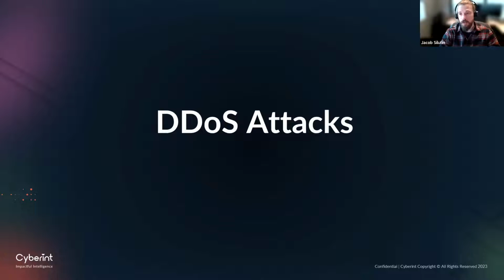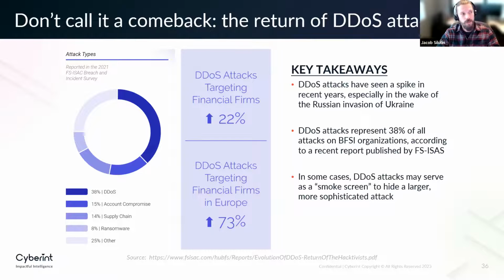The last vector of attack before we go into recommendations that I want to talk about is DDoS attacks. And again, don't call it a comeback, the return of DDoS attacks. DDoS attacks have always been around, and we've seen an increase in DDoS attacks targeting financial firms, in Europe, and also overall a 22% increase. The key takeaway is that DDoS attacks can serve more as a smokescreen to hide larger, more sophisticated attacks.